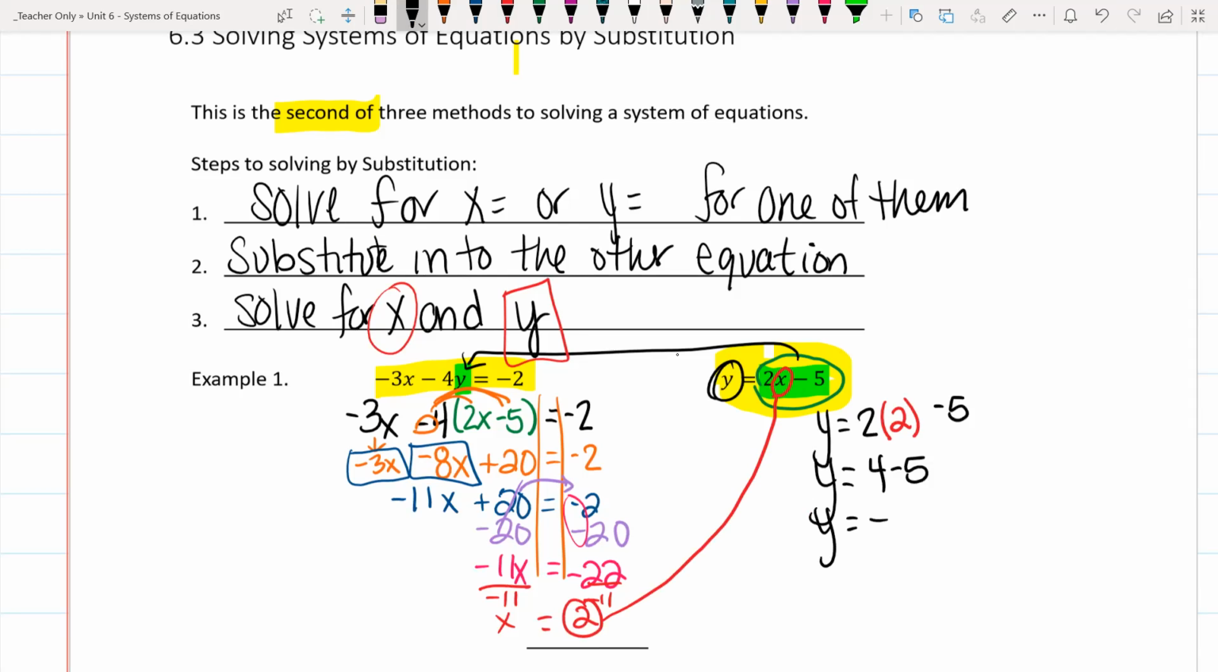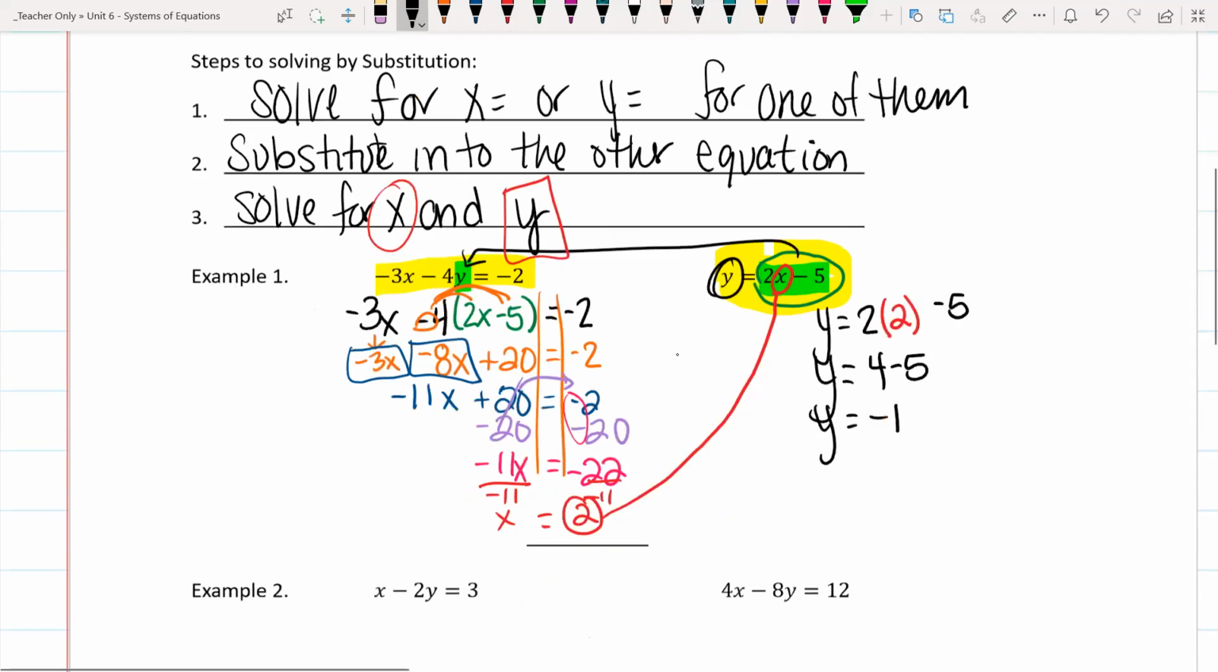So now I have my x and my y, and I want to write my answer as an ordered pair. So if you have room on this line, you're going to write your ordered pair. I don't really have room, so I'm going to write it below the line. So my ordered pair is 2 for my x and -1 for my y. So this is my answer.